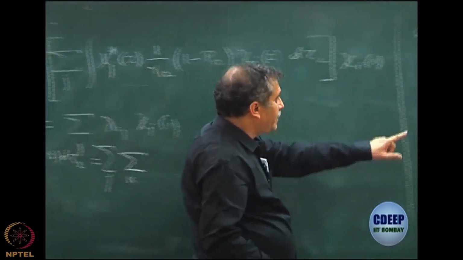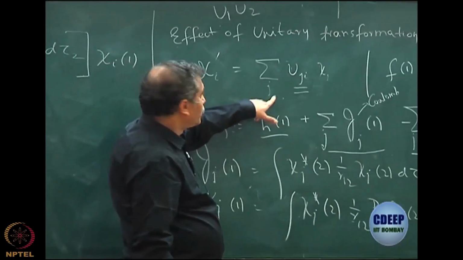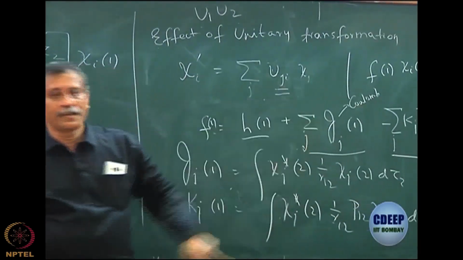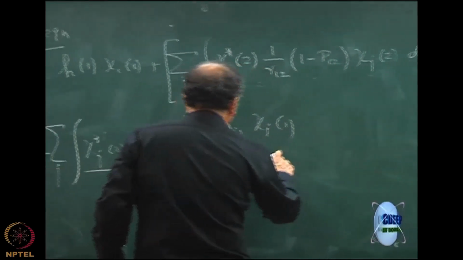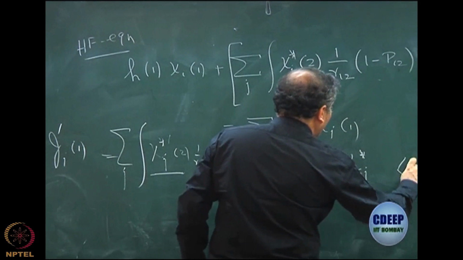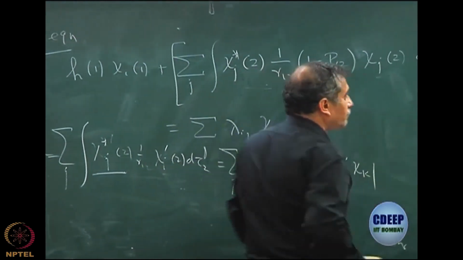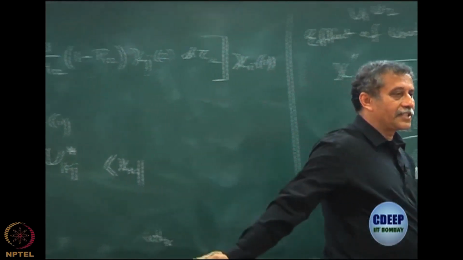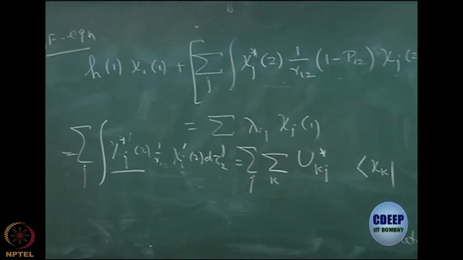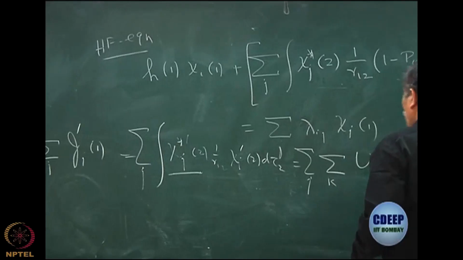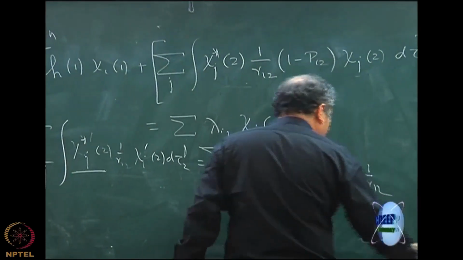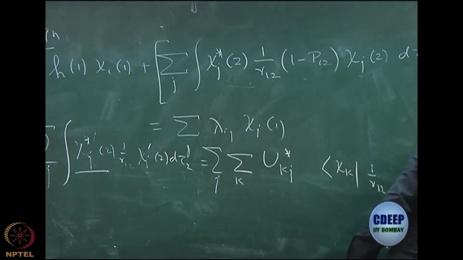So when I bring in the dummy index k, this becomes k. So it becomes u k and this is now j. So it becomes u kj chi k, right? So it is u kj star chi k. I hope all of you can see this, how to do the manipulation of the dummy indices. Then you have 1 by R12, which will come in the integral and will not change.